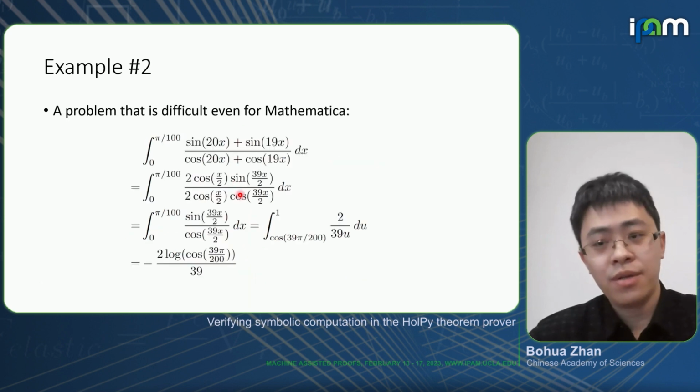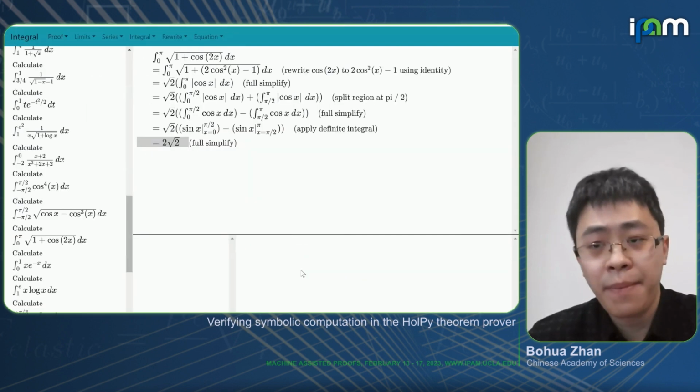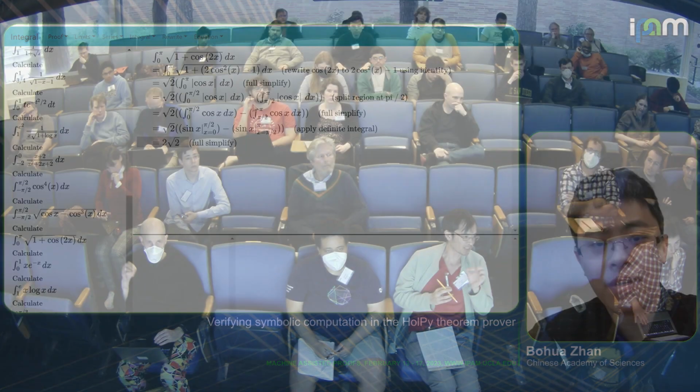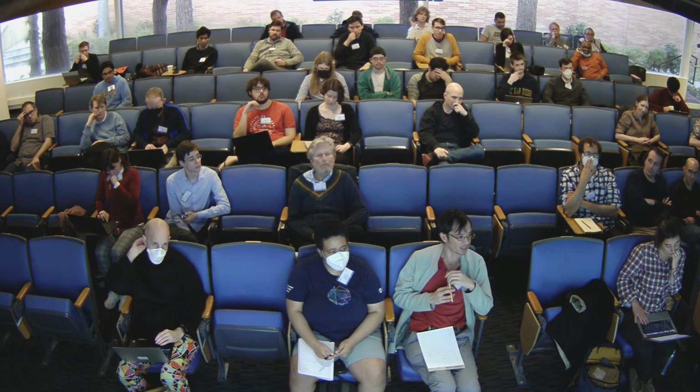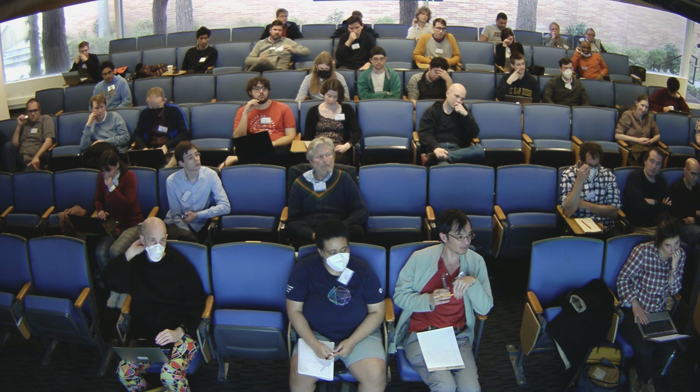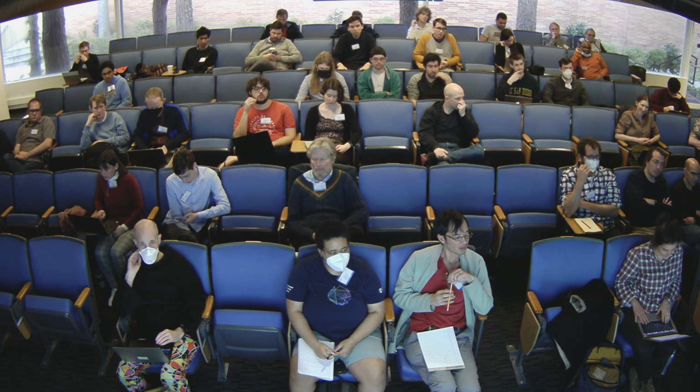There was one question. There was one human step that you used where you had to choose pi over 2 as the step. So is there any way to automate those choices? Yes. Thank you for the question.